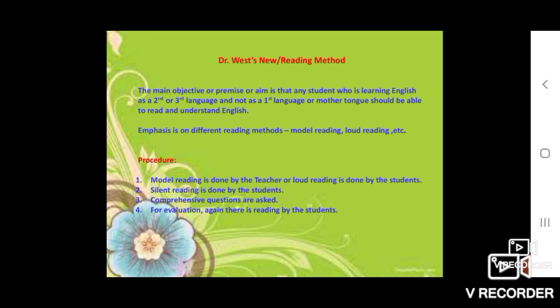After this silent reading, the teacher can ask some questions. These questions are totally based on the comprehension level, so that for evaluation there is again reading by the students. What is expected in this method? Reading, silent reading, comprehension and evaluation. If students do it properly, then they will once again be asked to read out the particular content.